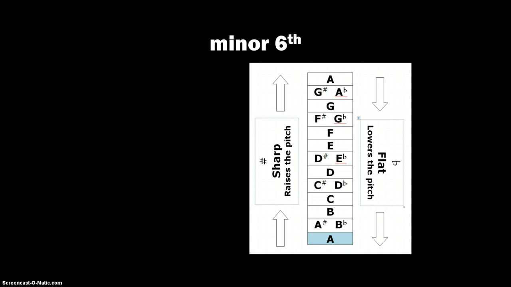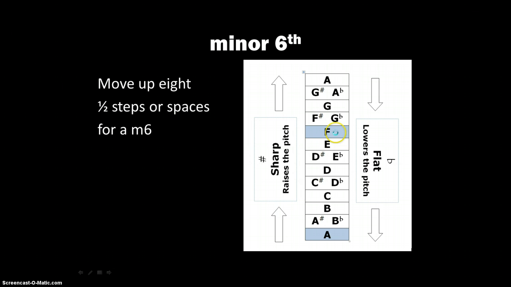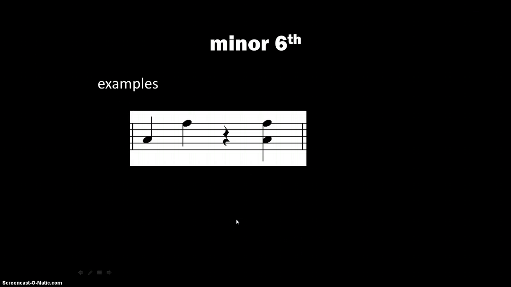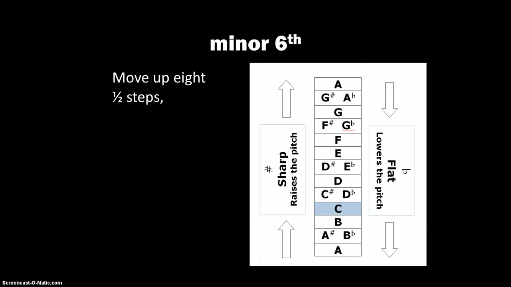This is a bit wider. So here we go. 1, 2, 3, 4, 5, 6, 7, 8. That's going to put us A up to F. Written on the staff looks like that. So let's play that. A to F. That interval again. Again, a very pleasing sound there.